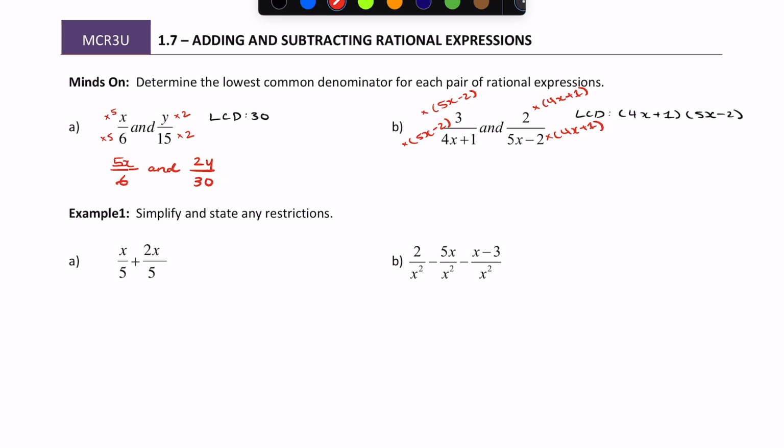So that will leave us with 3 times 5x minus 2 over 5x minus 2, 4x plus 1, and on the other expression, we'll get 2 times 4x plus 1 over 5x minus 2, 4x plus 1.